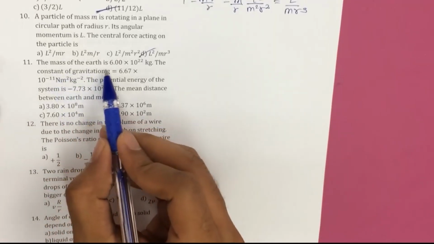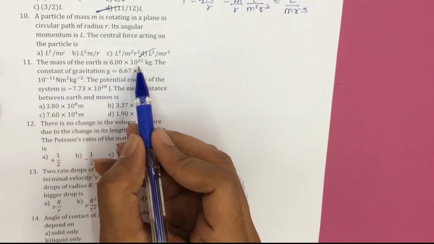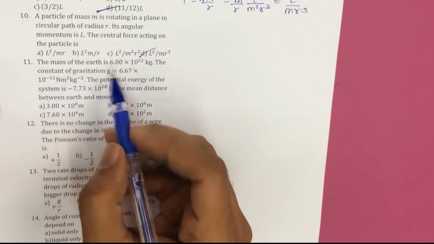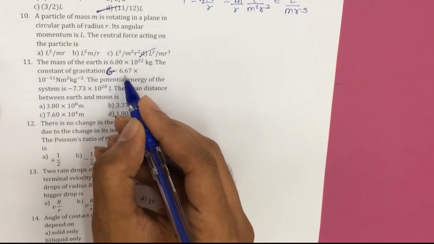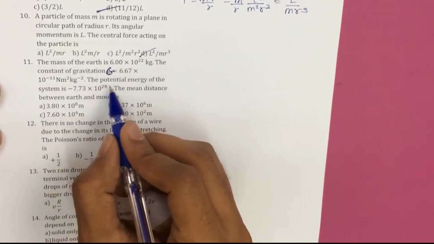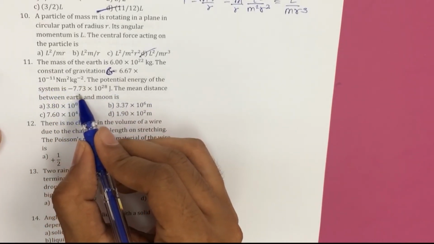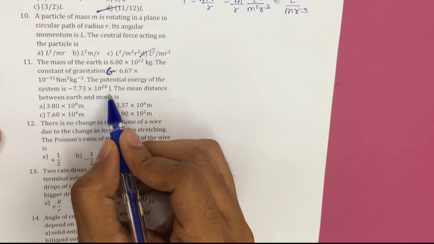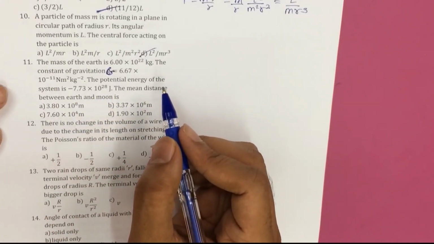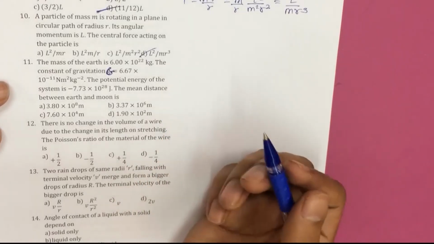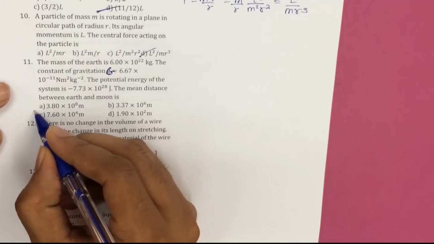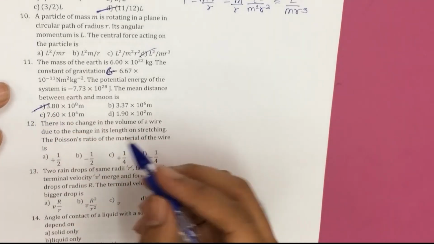Question 11. The mass of the earth is 6 multiplied by 10 raised to 22 kg. The constant of gravitation capital G would be 6.67 multiplied by 10 raised to minus 11 newton meter square per kg square. The potential energy of the system is minus 7.73 multiplied by 10 raised to 28 joules. The mean distance between the earth and the moon is. Now you can either solve the equation or just remember that the mean distance between the earth and the moon is 3.8 multiplied by 10 raised to 8 meters.